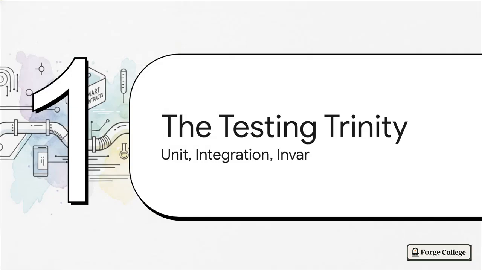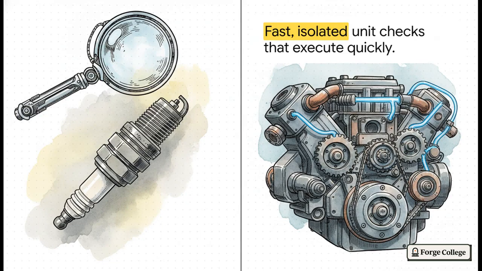Moving right along to Section 2, the testing trinity. I absolutely love this analogy. Think of your unit tests as checking the individual spark plugs of a car, completely in isolation. They are incredibly fast, and they tell you instantly if a single piece of code works. But your integration tests? That involves firing up the entire engine on a forked network just to make sure the spark plugs, the transmission, and the fuel line are all actually talking to each other. Both are absolutely crucial, but they serve very distinct purposes.